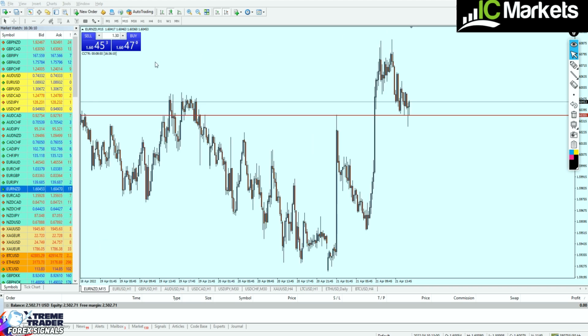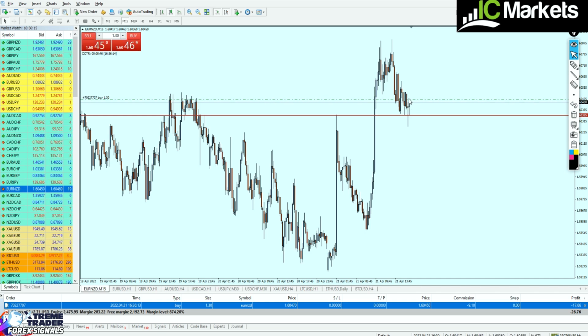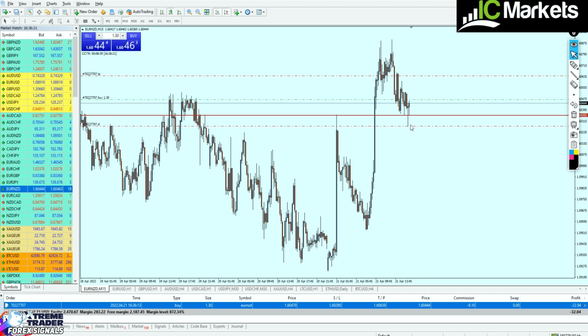And another setup has been found here on the EUR/NZD, and I'm going to place the buy order right away. Fantastic, fantastic. Set first of all my take profit level and my stop loss, so just to be sure we are safe. So anyway, I have to explain to you the reason behind this entry.